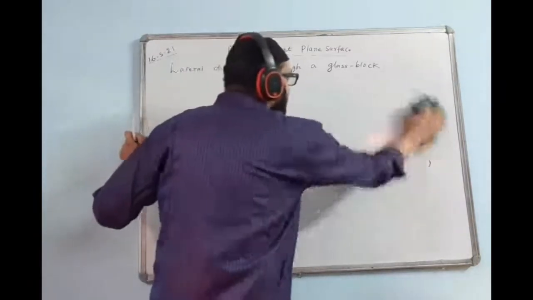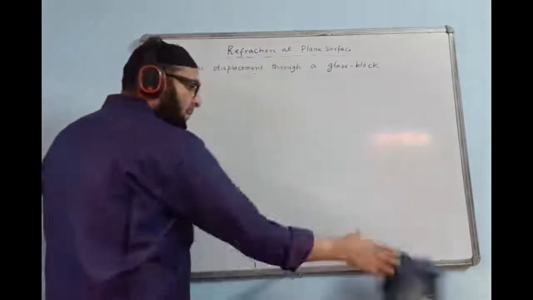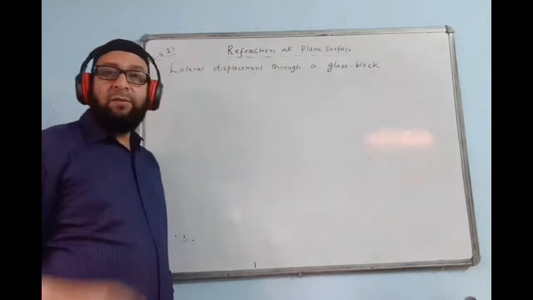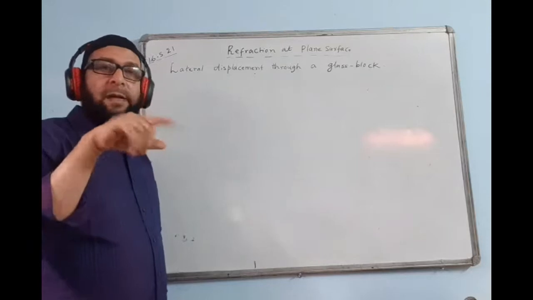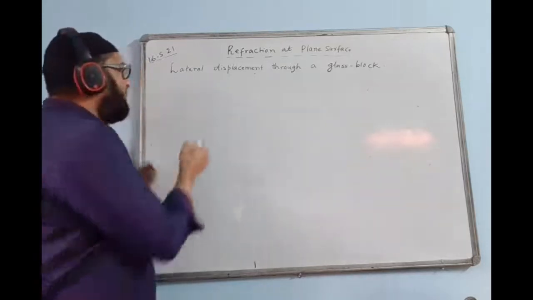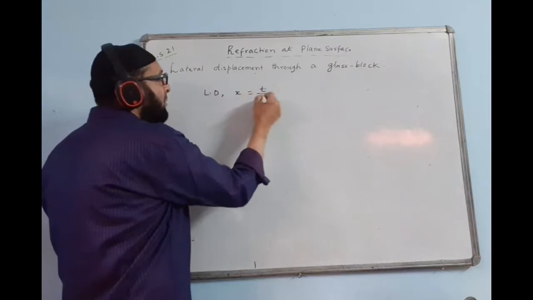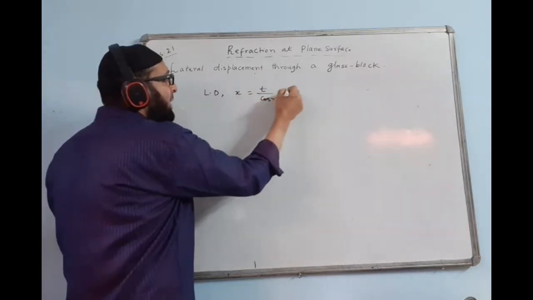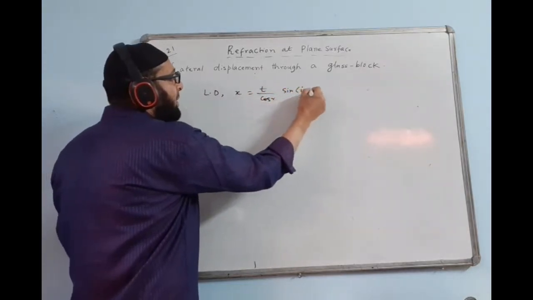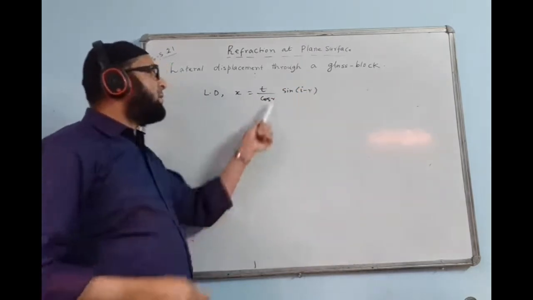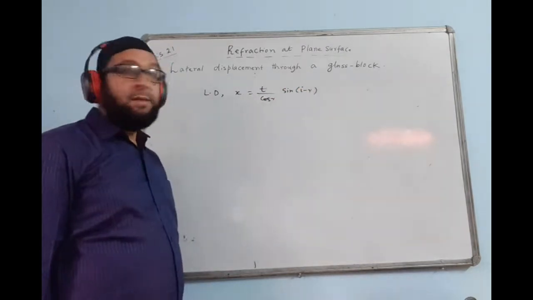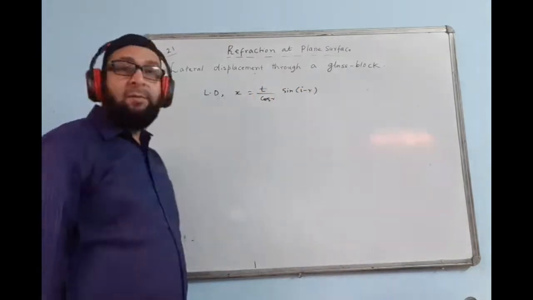This is a simple problem. We have to find the value of lateral displacement x. The lateral displacement formula is x is equal to t by cos r times sin delta, where delta means i minus r. Anyway, we must find the value of r first, and then use this formula to find the value of x.